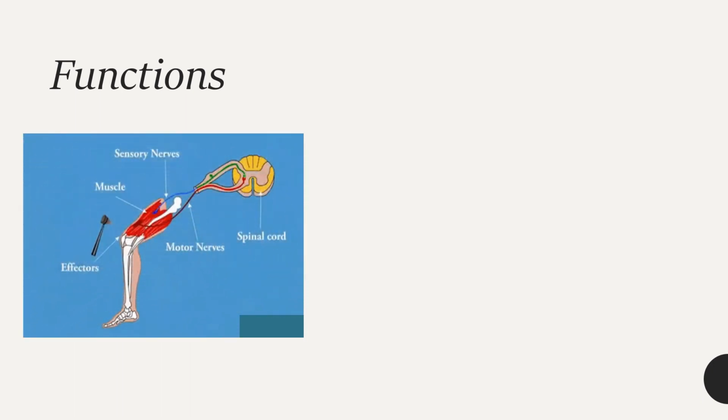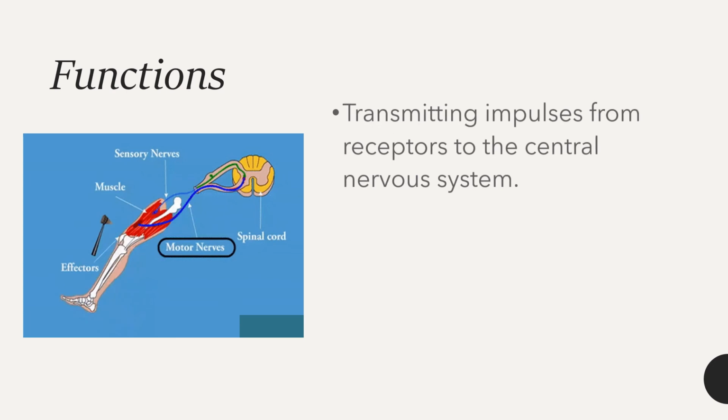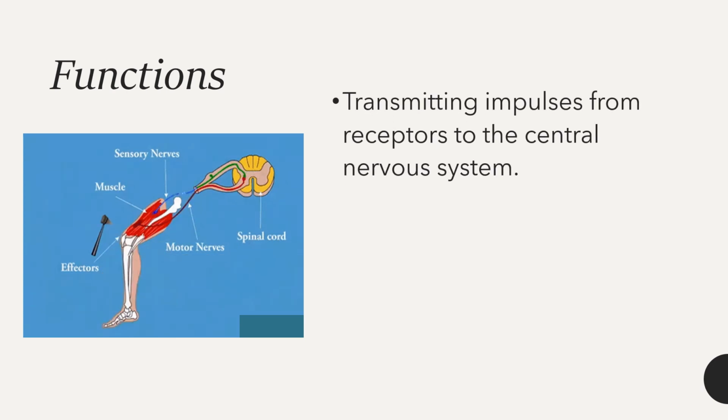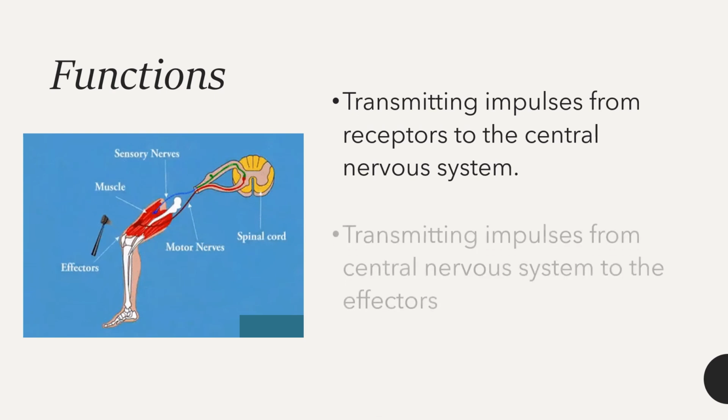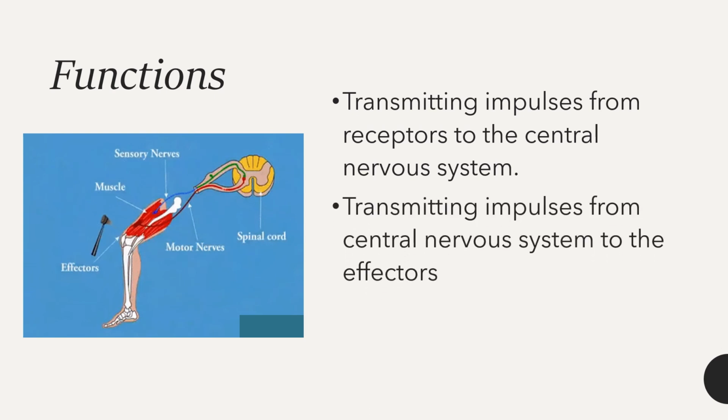Now let's see what the functions of the peripheral nervous system are. In this small animation, it is clearly indicated what the function of the peripheral nervous system is. The main function is to transmit impulses from receptors to the central nervous system and also transmit impulses from the central nervous system to the effector. So the peripheral nervous system acts as a coordinator between the organs and the central nervous system. It passes messages from the organs to the central nervous system and messages from the central nervous system to the other organs. These messages or impulses are transmitted through the nerves as an electric signal.